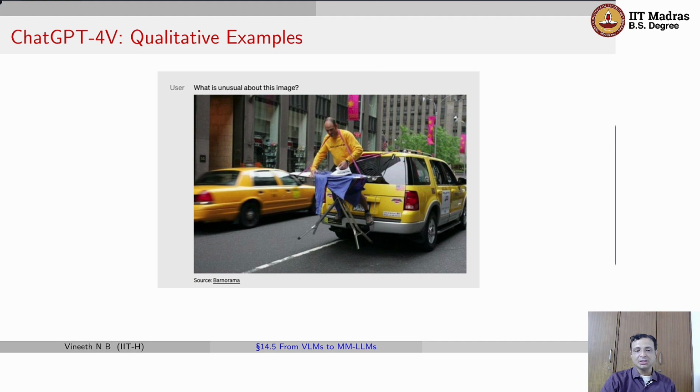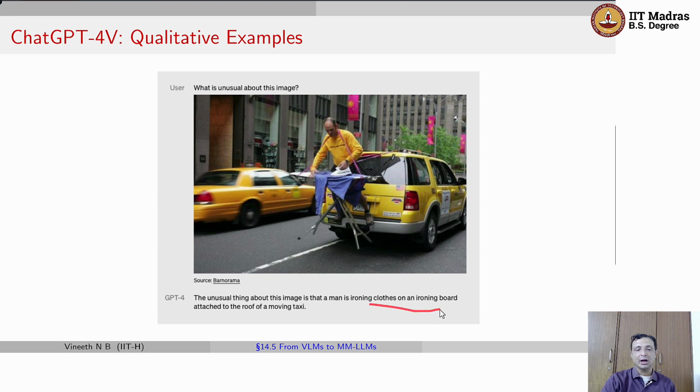What is unusual about this image? And ChatGPT 4V says the unusual thing is that a man is ironing clothes on an ironing board attached to the roof of a moving taxi. This is a fairly good understanding of the image that these models capture at this point.